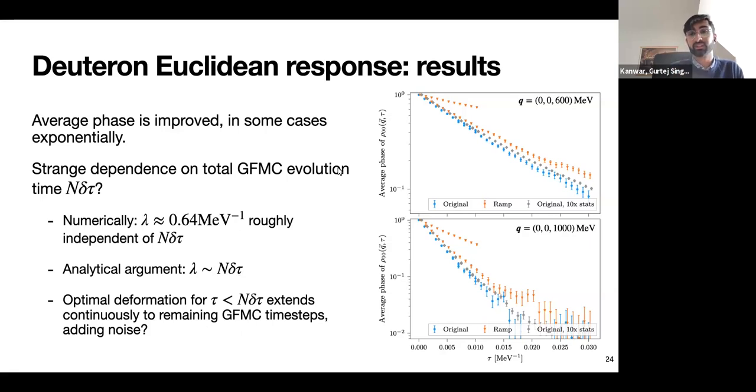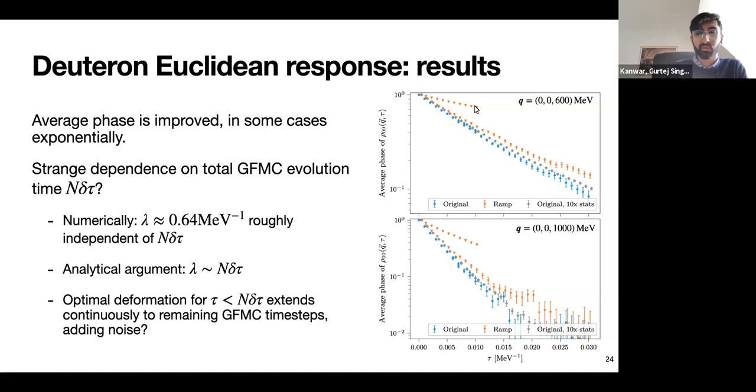useful deformation that could improve your observable for shorter imaginary time evolution, that deformation, in order to avoid picking up a bunch of noise in the path integral, has to somehow continuously be extended to the rest of the time steps. And that can add counteracting noise that's somehow unhelpful. So I don't think this chapter of this story is quite closed.